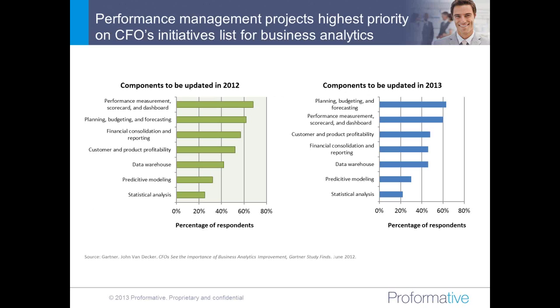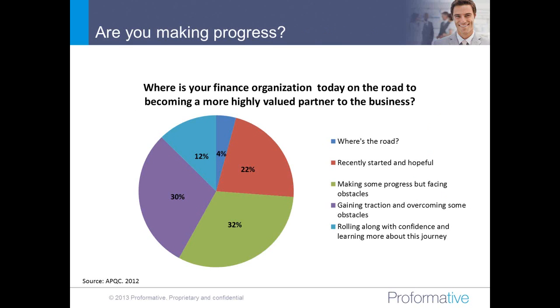So based on some surveys that were done by Gartner, in 2012 and 2013, as you can see here, planning, budgeting, and forecasting is really at the top of the CFO's initiative list when it comes to business analytics. In 2013, in fact, it's really the number one priority for CFOs. But one of the things that we need to talk about is that most companies have just started or are facing obstacles or challenges to becoming a strategic partner to the business.